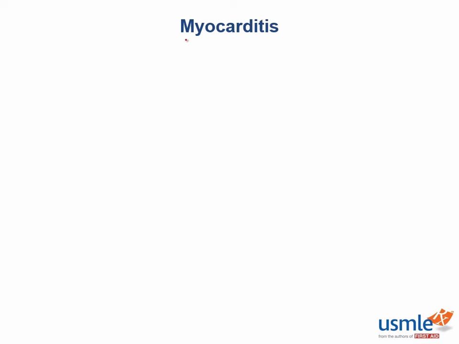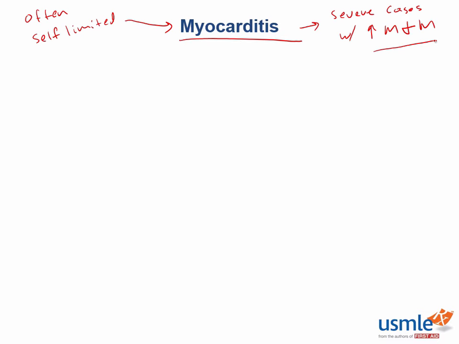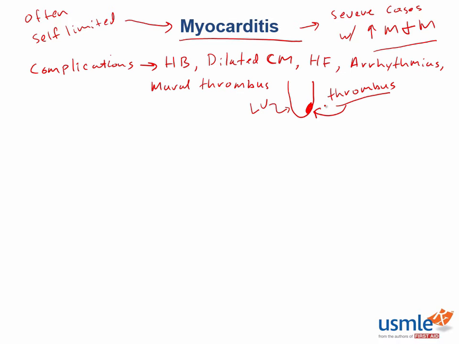Now, myocarditis can be a self-limited disease, but at times it can lead to significant morbidity and mortality. Some complications of myocarditis include heart block, dilated cardiomyopathy, heart failure, arrhythmias, and a mural thrombus, which can lead to systemic emboli. And now what exactly is a mural thrombus again? Well, it's actually a clot on the wall, usually seen in the left ventricle. And you can see a depiction of this here.